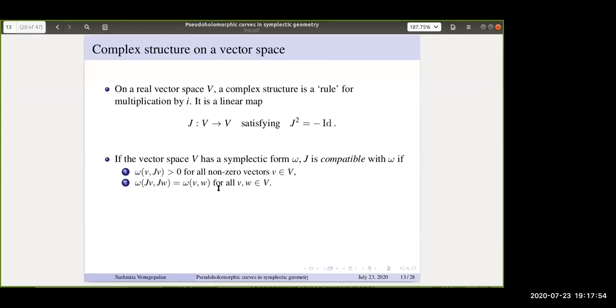The next step is to move from a vector space to a manifold. Before we do that, I want to point out that if you put omega and J together, we get a pairing on the vector space, which is a positive definite inner product.